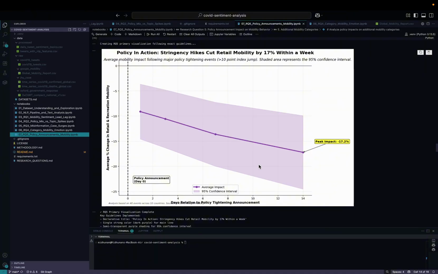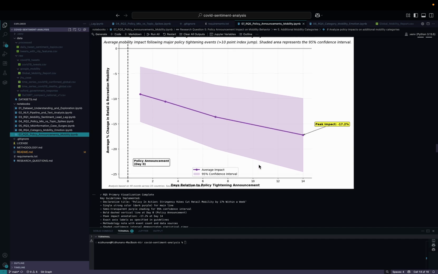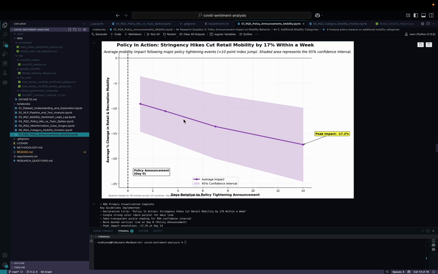Here we have analyzed each of the policy changes, and this is for 14 days, as I mentioned earlier. For each of the number of days completed, the average percentage is plotted using the line plot. We have also used a mark for the policy announcement, that is for day 0. This is it for research question 5.